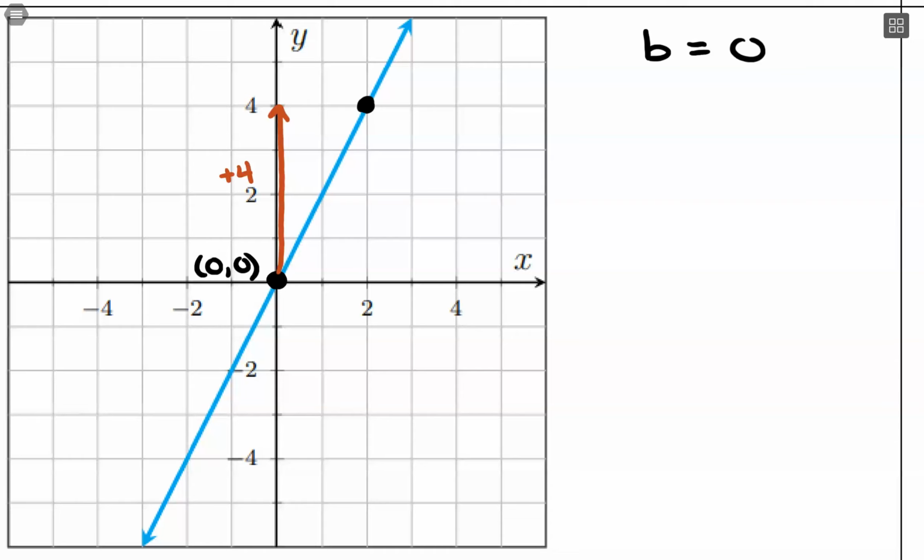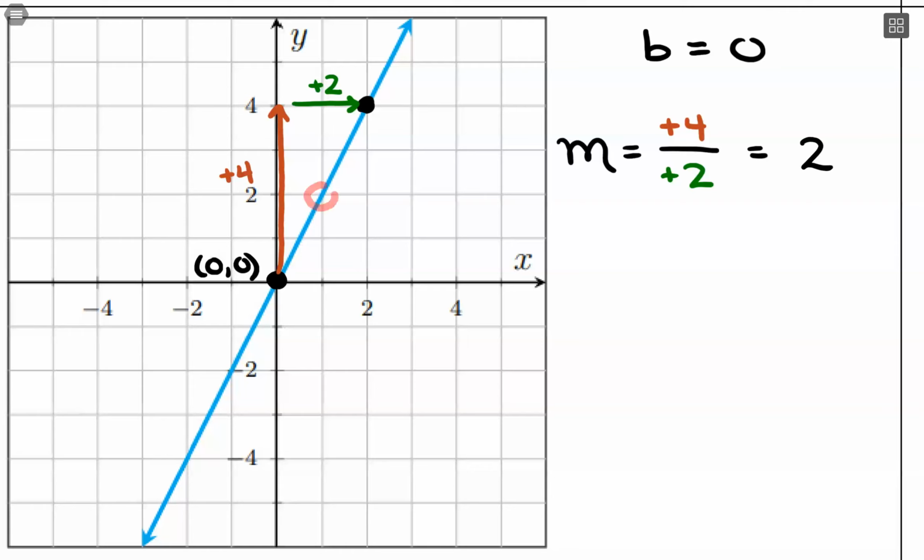And we need to go to the right 2 units. So those are both positive directions. So for slope, we'll have our fraction, change in y in the numerator, change in x in the denominator. So that's 4 divided by 2, which is 2.